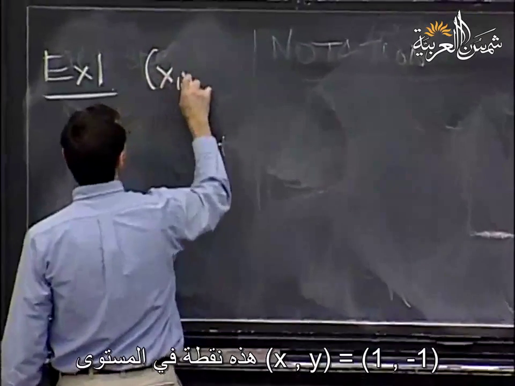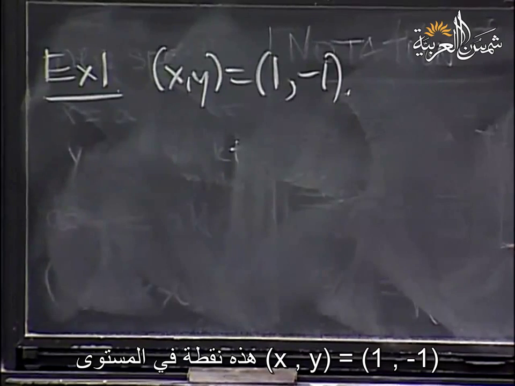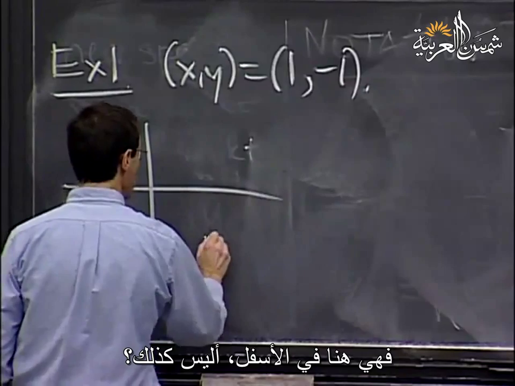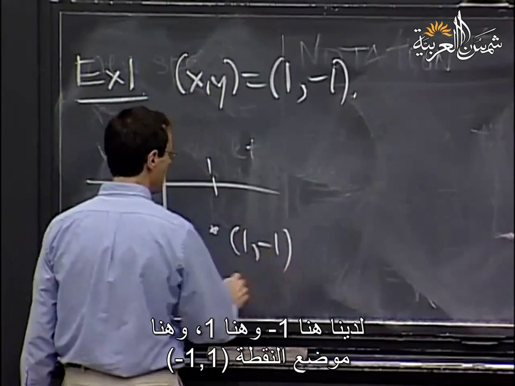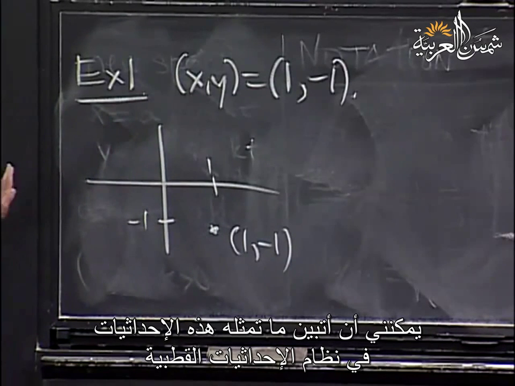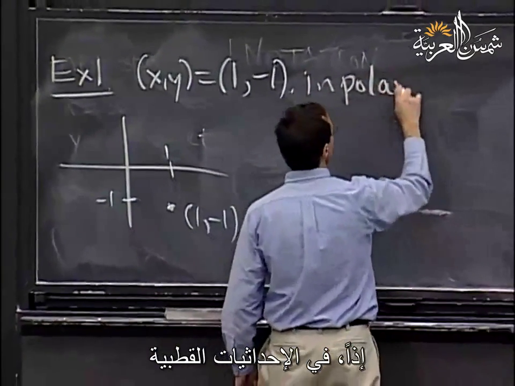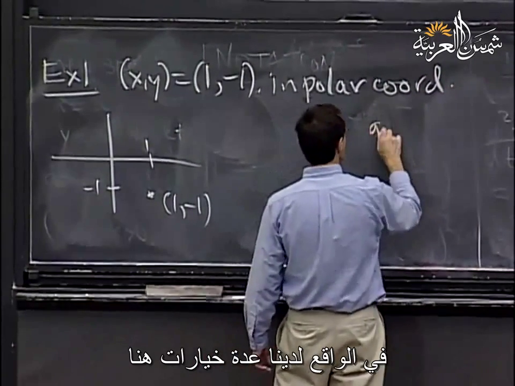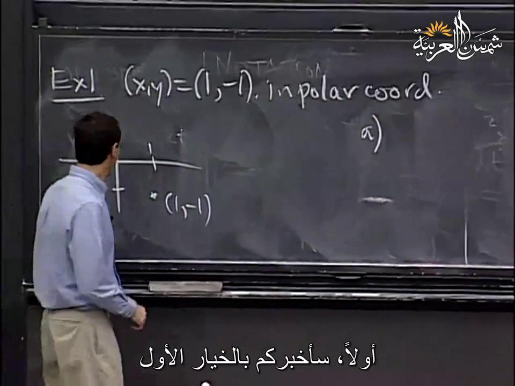If you have x, y equals 1 comma minus 1, that's a point in the plane. I can draw that point. It's down here, right? This is -1 and this is 1. And here's my point, 1, -1. I can figure out what the representative is of this in polar coordinates. So in polar coordinates, there are actually a bunch of choices here. First of all, I'll tell you one choice.